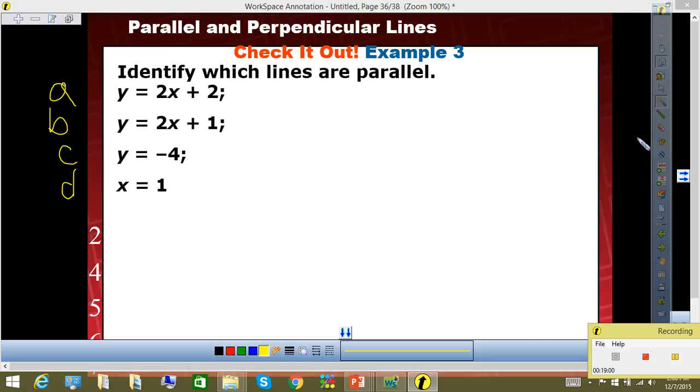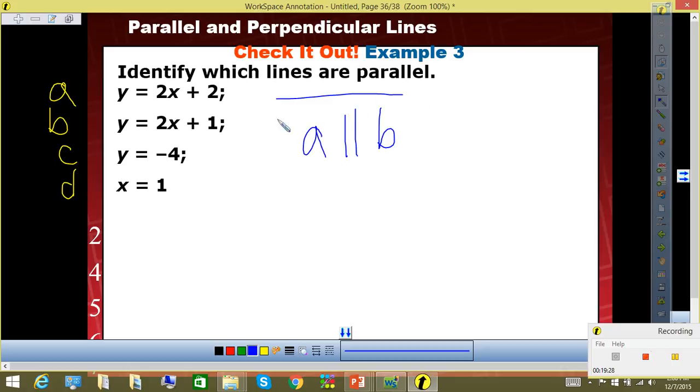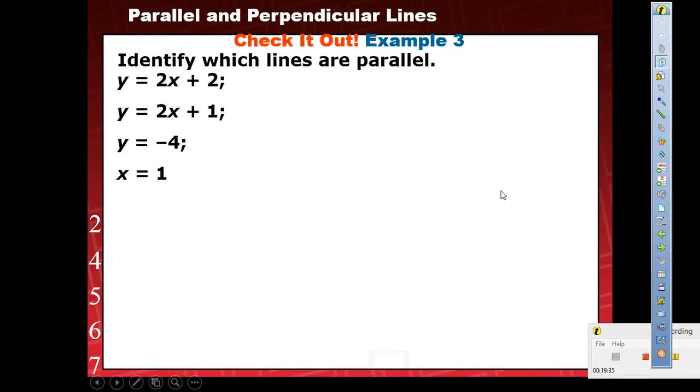All right. Let's see. Help me with this one, Michael. Which ones are parallel? A is parallel to B. Why? Because they both have the same slope and their y-intercept is different. Does everybody agree with that? Yes. That's pretty much it. Do we have any others that are parallel? No? Okay, we'll stop right there for that part.